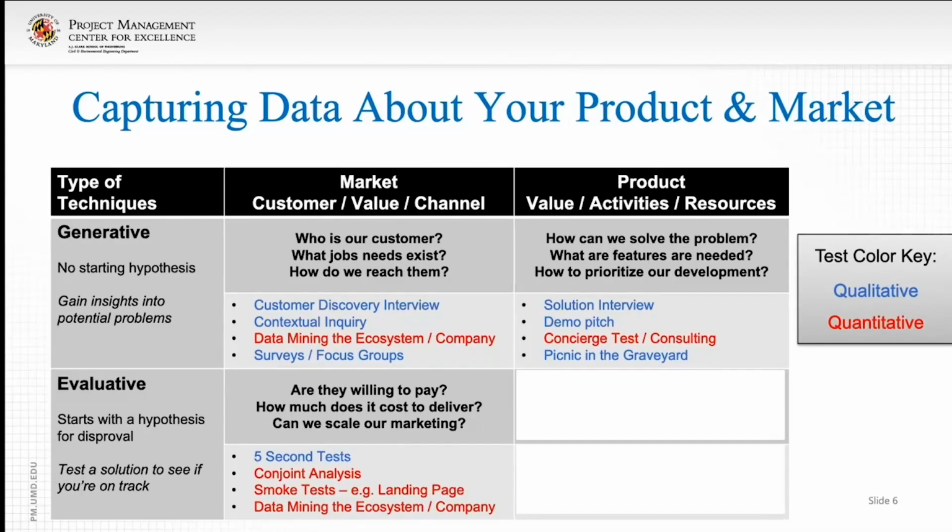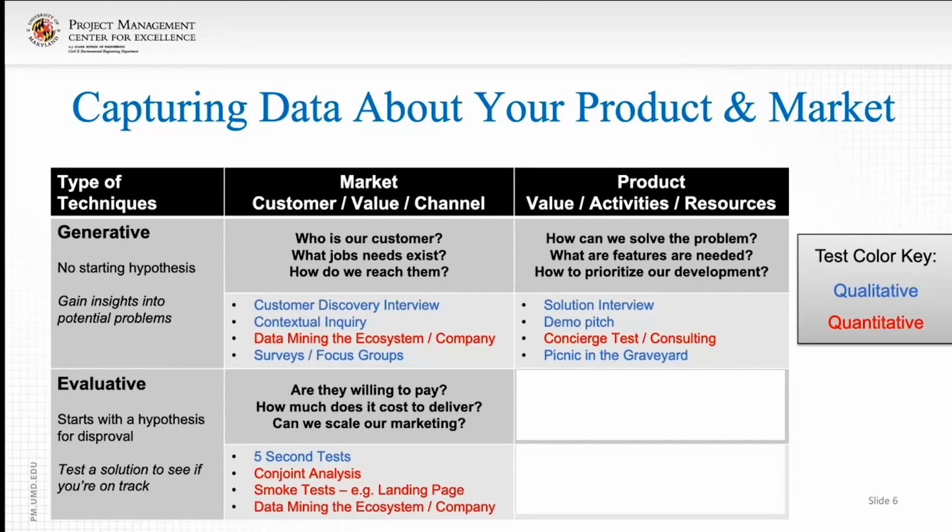Another great technique is to do a demo pitch. Pitch your investors. Pitch your potential customers where they are in their marketplace. Do a little stand at a conference. Another is a concierge test or consulting. So this is essentially the most extreme version of the MVP, where you actually perform the work before the product is able to perform the work. And that allows you to test the value of this and to see how much time and effort it takes.